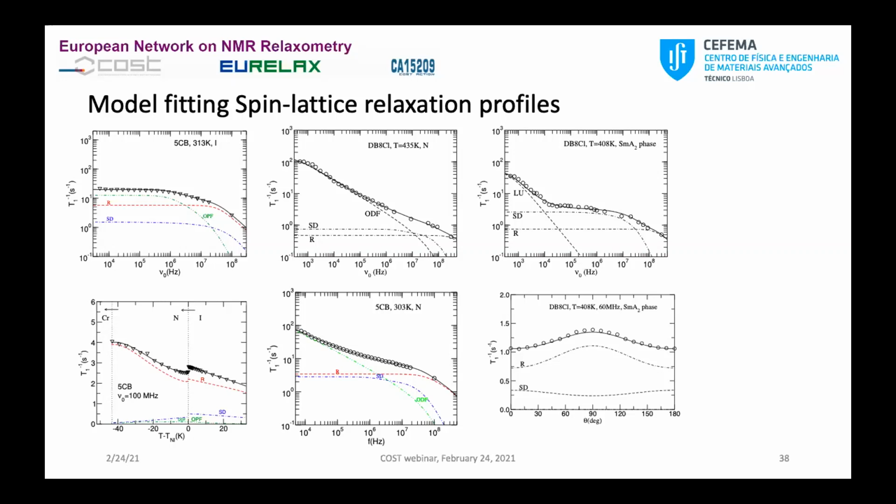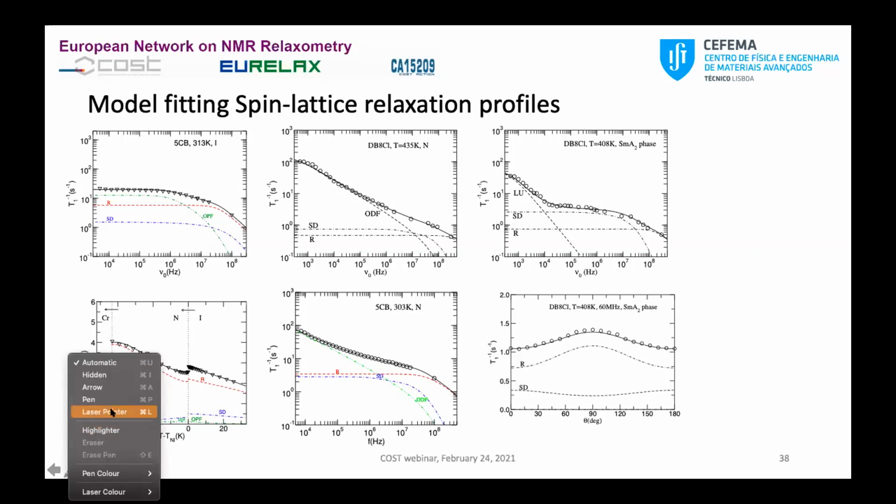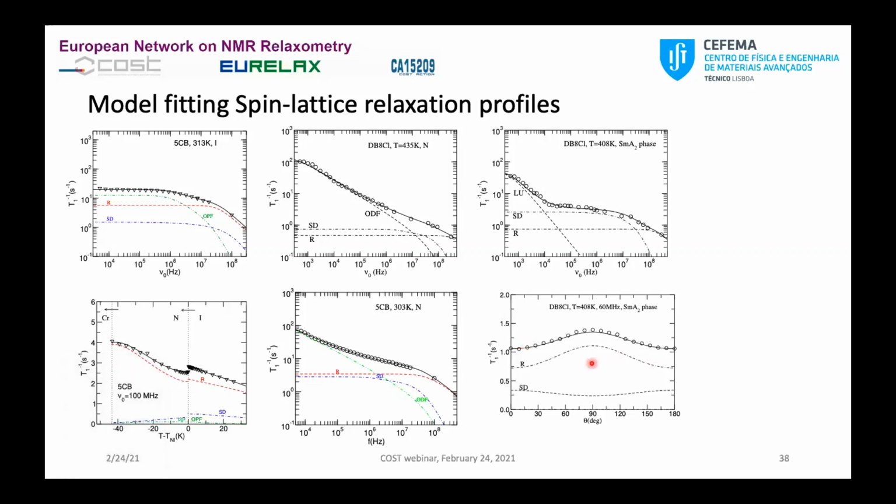So this was an example of why, at this 60 megahertz, I could not replace rotations with self-diffusion, because it would give me the completely wrong angular dependence. The other thing, another technique, is the temperature dependence.